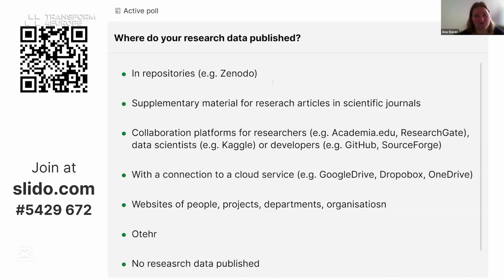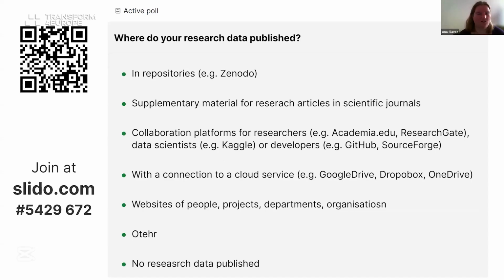Or maybe these repositories can include some domain-specific repositories, or they publish their data as supplementary material in research articles and scientific journals. I noticed that some researchers also use platforms such as Academia and ResearchGate for publishing data. Of course, it's very popular also to use GitHub for research data sharing.